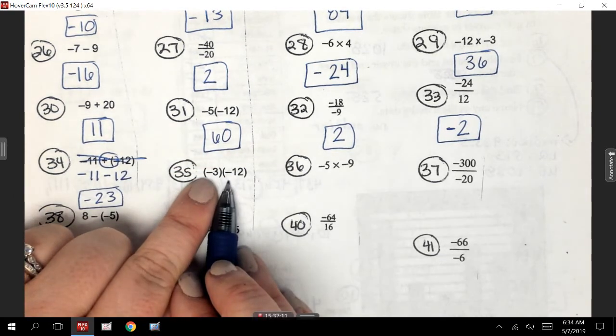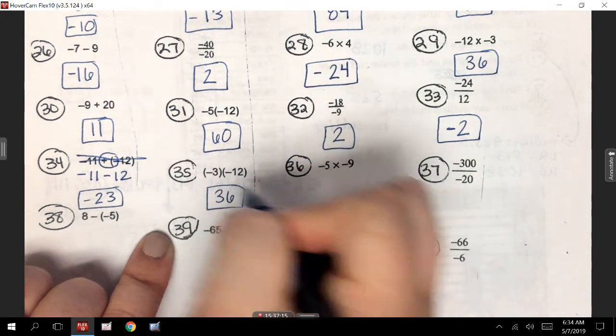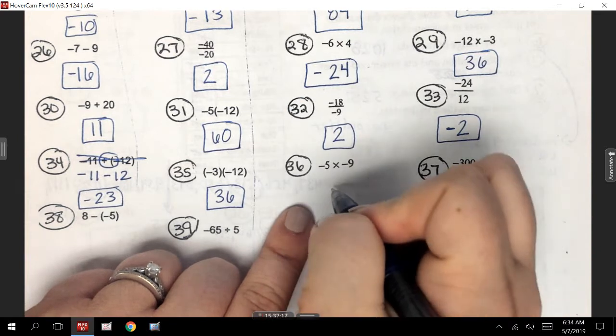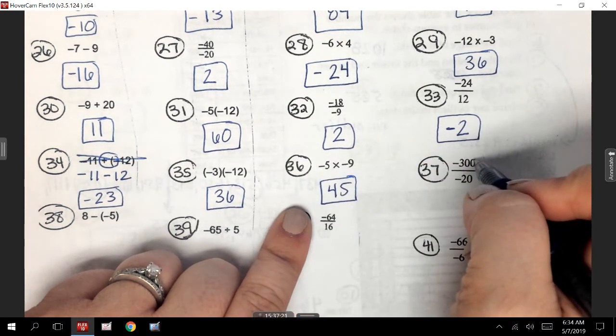Here, the parentheses are next to each other, so I'm multiplying. 3 times 12 is 36. It's positive because they're the same sign. 5 times 9 is 45. It's positive because they're the same sign.